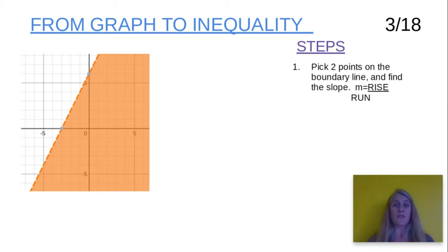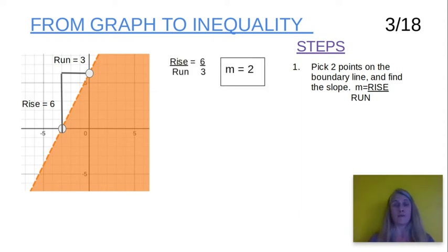So in order to find our slope, we want to go ahead and pick any two good points. So we're going to go ahead and choose these 2 points. And then we're going to go ahead and look at the rise between the 2 points and the run between the 2 points. As you can see, we have a rise of 6 and we have a run of 3. So we're going to go ahead and set this as a slope, rise over run, so 6 divided by 3. So we have a slope of 2.